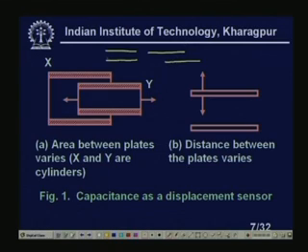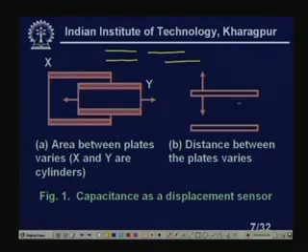Instead of taking plates, I can take two cylinders also. So, if I vary Y, that means this way, the capacitance value will change. This capacitance change can be measured by some LCR meter or by some bridge. So, that capacitance change can be calibrated in terms of the displacement, as simple as that.